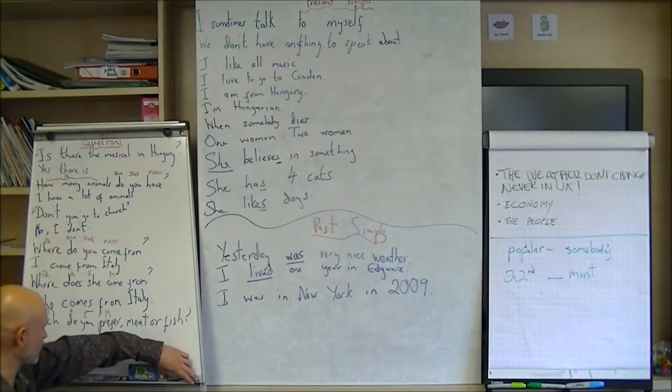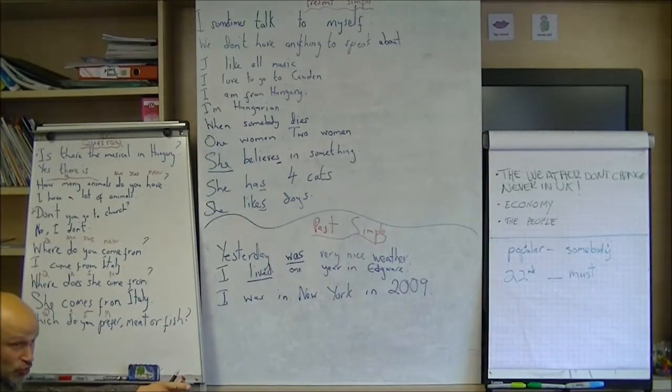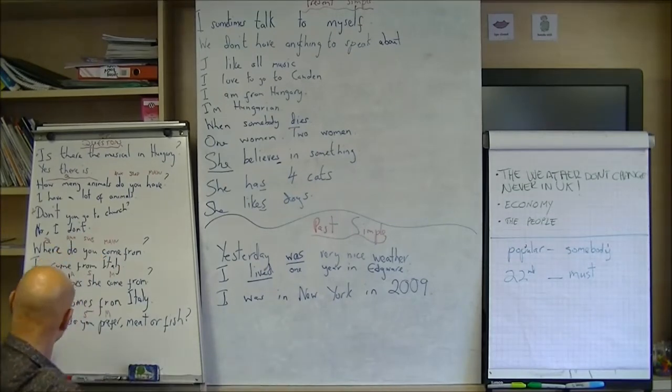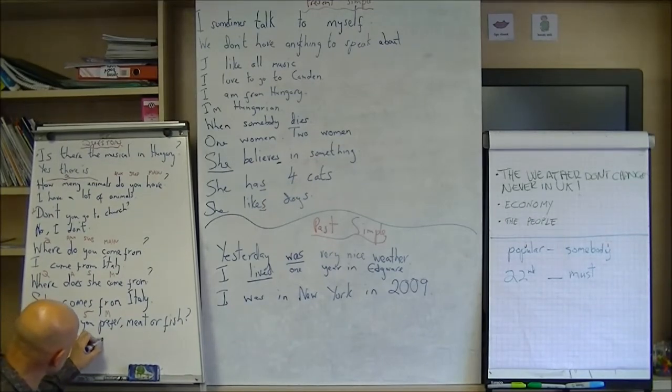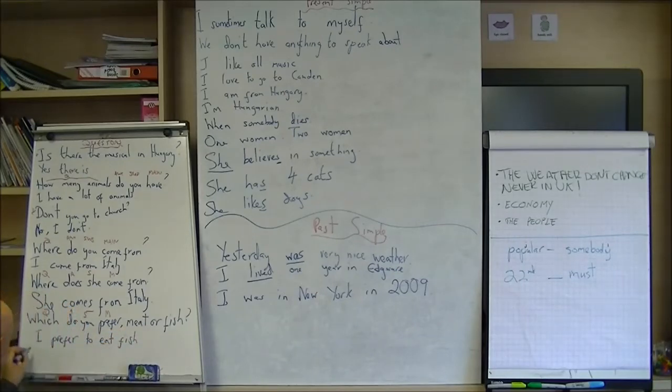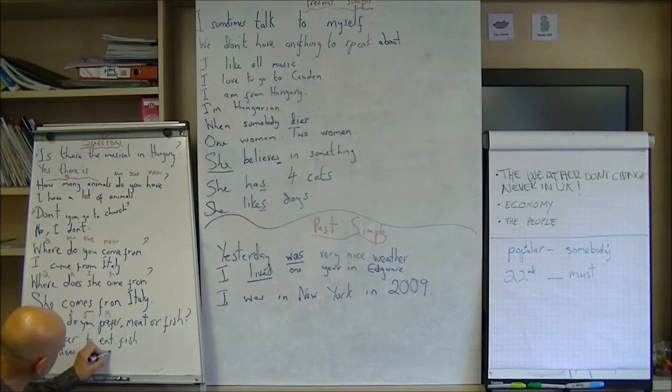Good question, thank you. So, I will ask you the question. Which do you prefer? Meat or fish? I prefer to eat fish. But with the third person. Okay, she. Well, firstly we need to change the question. So let's ask the question. Which does she prefer? Good, very good, well done.